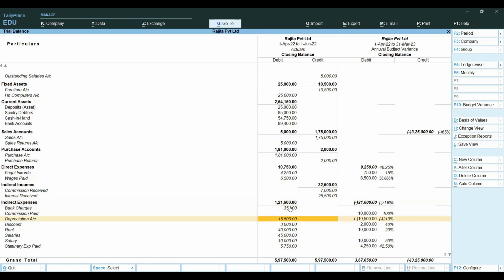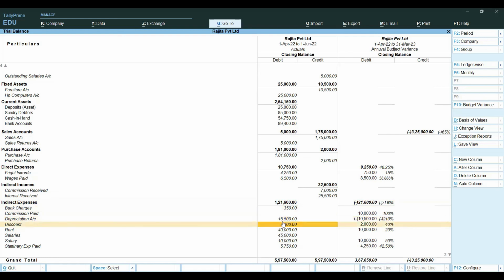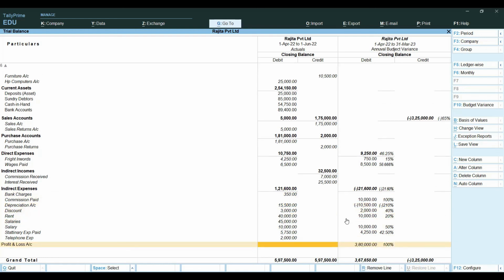Which amount is the highest? Depreciation. We estimated depreciation at 10,500, but actually 15,500 is going on. So it is clearly showing what our estimated values were and whether they increased or not. Why did it increase? It is possible to plan and control the expenses. So, what are budget and control, why do we prepare them, how to prepare them, and how to view the variance? Did you understand?